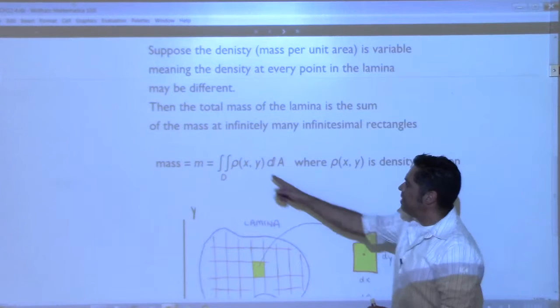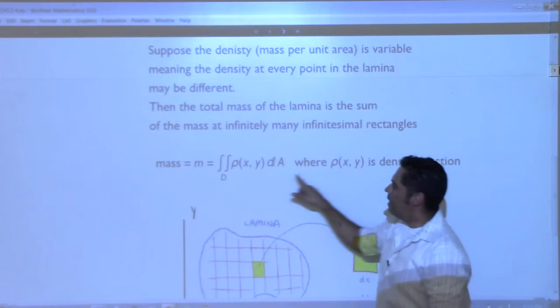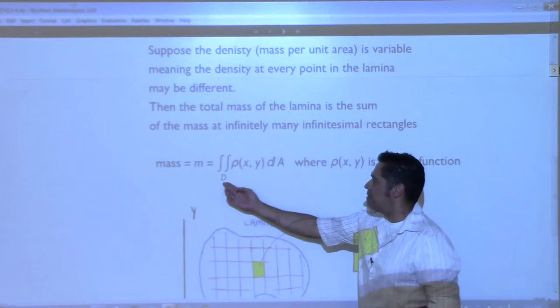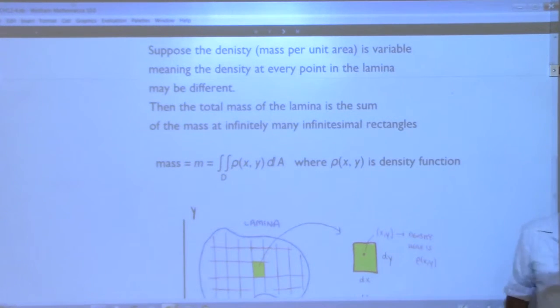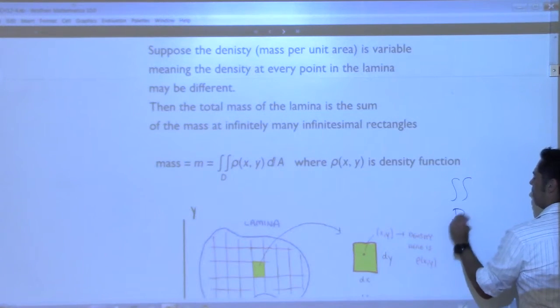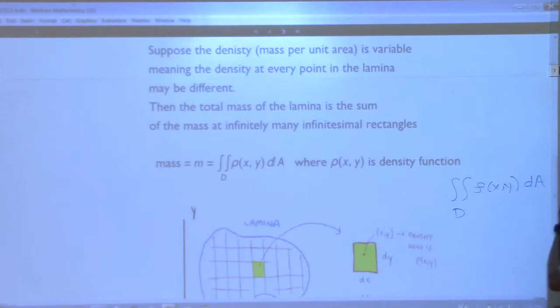Somebody provides you a density function, somebody gives you the density at each point. Then to find the mass of the total lamina, you just do the double integral over D, which is the lamina itself, of the density function. Now that double integral should look mighty familiar to you. Isn't it just this? That's all it is, except instead of using f, I'm using rho.